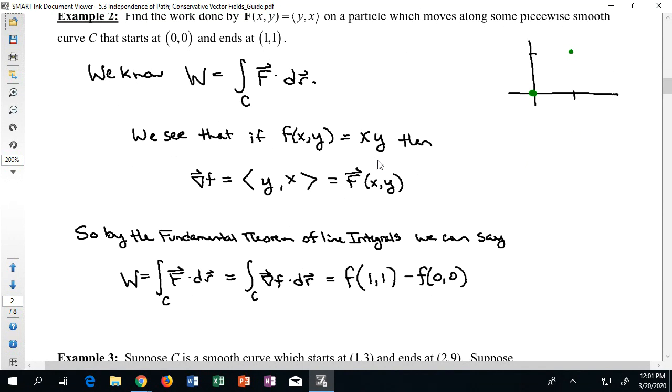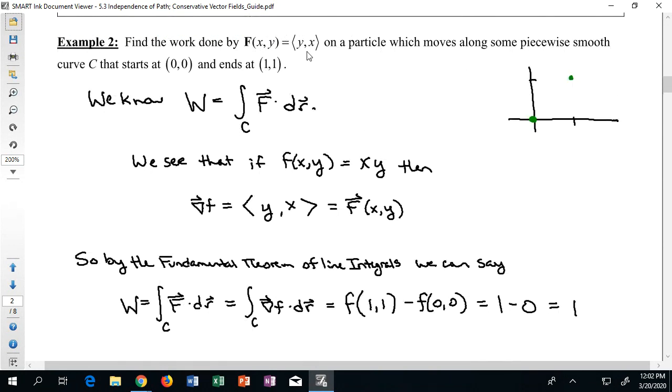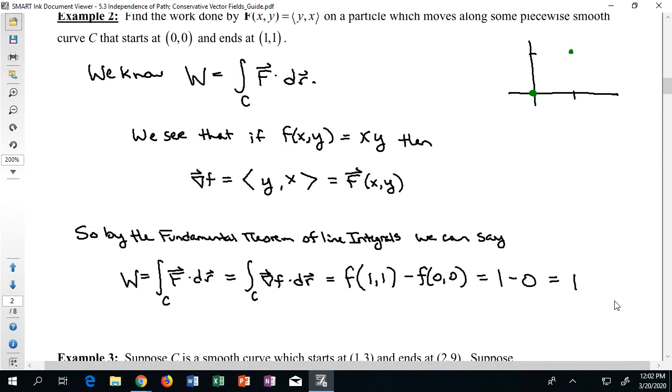Now, if I go to my function f, which is defined right up here, and I ask what I get when I plug in 1, 1? Well, I get 1. And what do I get when I plug in 0, 0? I get 0. And so, boom, I end up with 1. So this is really powerful. What this shows us is that the opening question we had at the beginning of the section can definitely be answered with a yes. No matter what curve I take to connect 0, 0 to 1, 1, if this is my vector field, then the answer is always 1, and the path is completely not important.